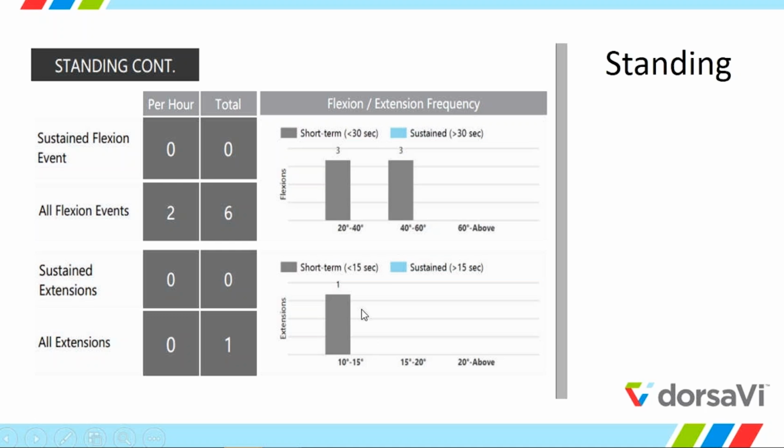And then over here on the left, all flexion events tells you they had 2 flexion events per hour and a total of 6 during the time that they were monitored. This is also really good information because people do not realize how much they move into flexion. And then extension, of course, is less. They had an average of 0 per hour and only 1 over the whole time that they were being monitored. And that 1 rep of extension was less than 15 seconds, and it was between 10 and 15 degrees of extension.